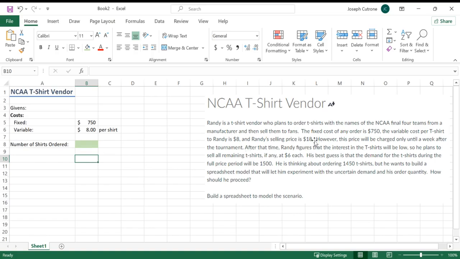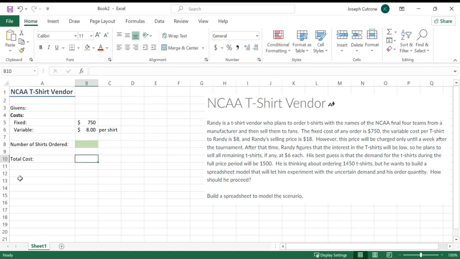Okay, so keep going. So I have a fixed cost $750, got that. The variable cost is $8, got it. Now Randy's going to sell the shirts for $18. Now 18, where's that going to go? Where should I put this here? I somehow, some way need to get my total cost going. Something going on here, and I'll compute that in a second.